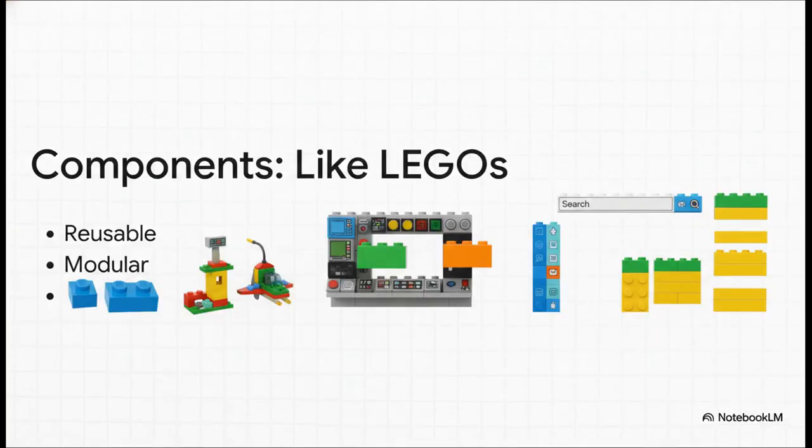And just like Legos, the real power isn't in a single brick, but in what you can do with them. They're reusable, so you build a fancy button once and use it everywhere. They're independent, so you can fix a bug in your search bar without breaking the rest of the site. And they're composable, meaning you can snap these simple pieces together to build really complex, amazing things.